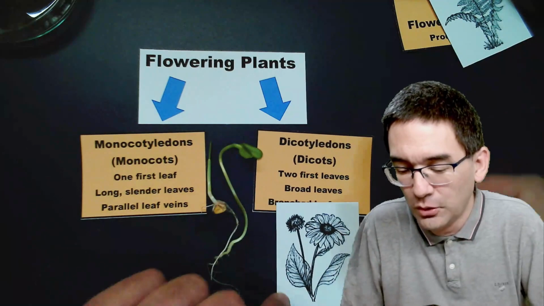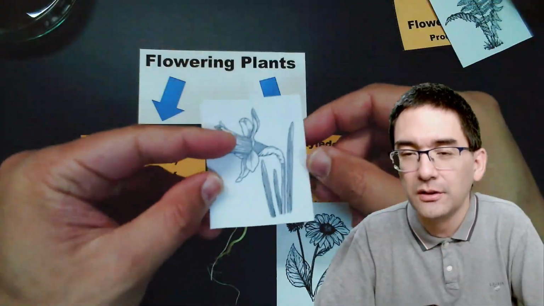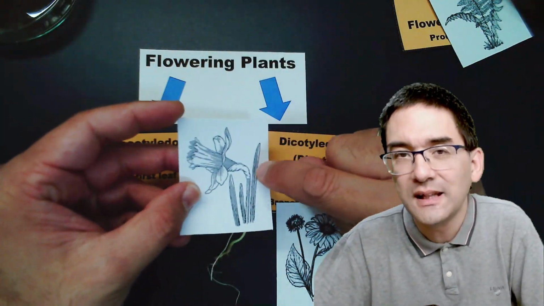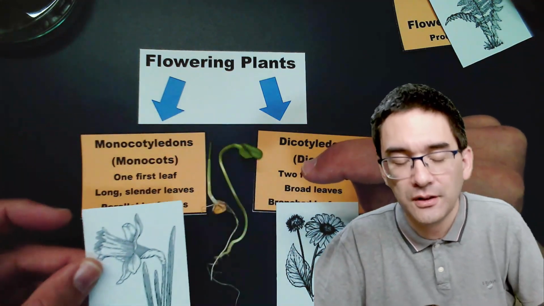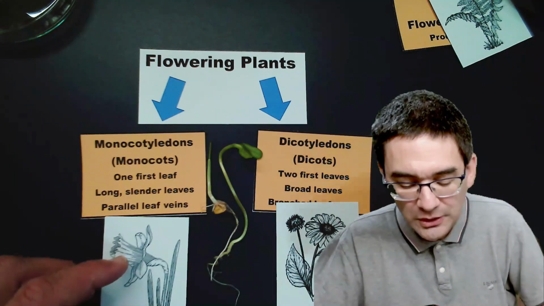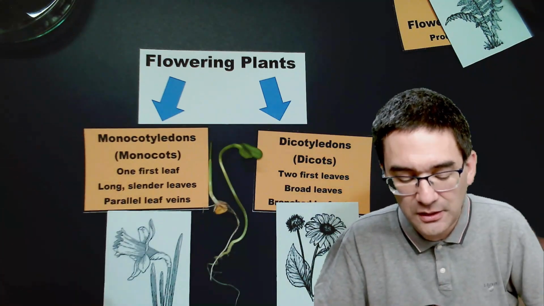And it's a dicot. And this one over here, you can already see the leaves are very long and slender and thin, and the leaf veins are parallel. And therefore this here is a monocot. So just by looking at it, you're able to see already a distinction.